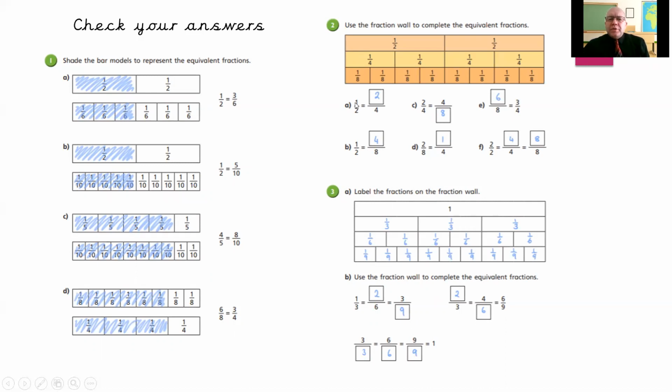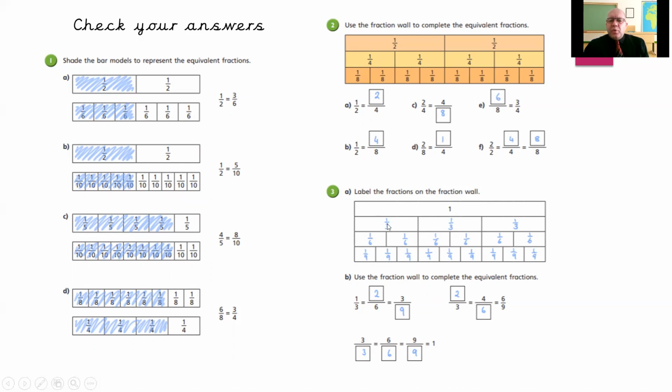Using our fraction wall on number 2, we can see that half is the same as 2/4. A half is the same as 4/8. 2/4 is the same as 4/8. 2/8 is the same as 1/4. All these lines are lining up. On E, 6/8 takes us to there. That's the same as 3/4. And F, 2/2, is the same as 4/4 or 8/8. In each case, it's a whole one.